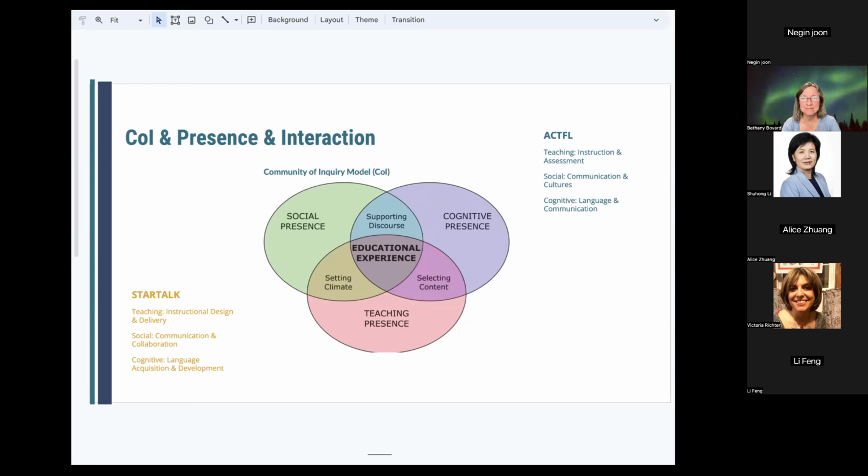So pretty much everybody gets that 1 point extra credit. I was just thinking, is that a COI example? It is, yes. It's an example of sharing teaching presence among the group.